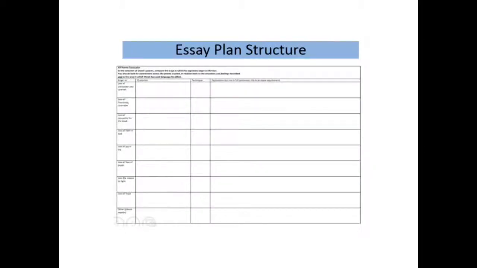Once we had done this for each of the 3 poems individually, I then gave them a new plan where they had to filter their note-taking further. So in each of these boxes they would need quotations from at least 2 of the poems. Again, they would steal their techniques, and here they would write their explanations.